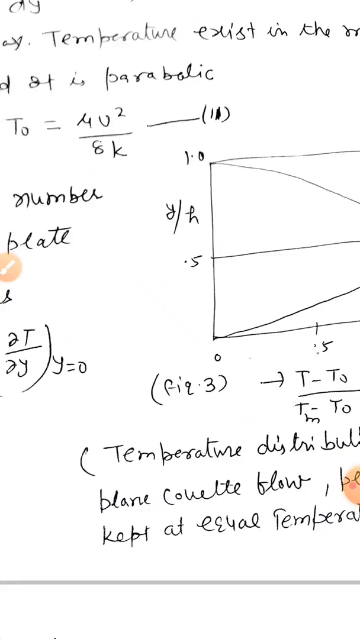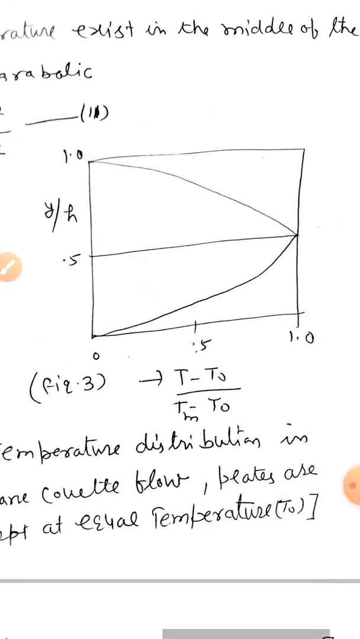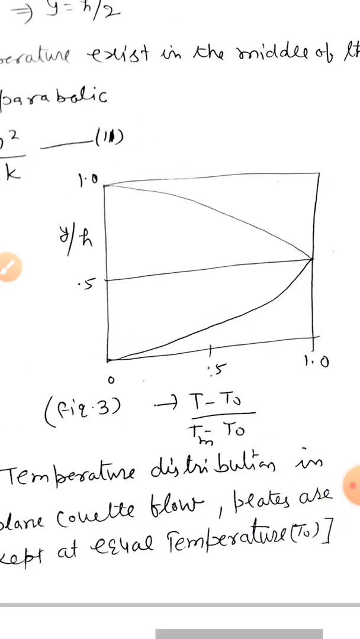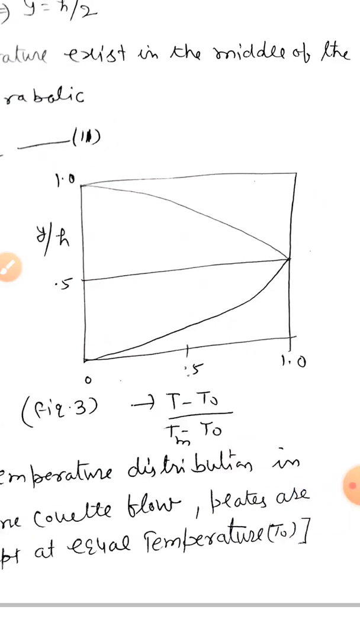So the Nusselt number at the lower plate is defined as Nu is equal to minus h upon T0 minus Tm into delta T by delta y at y is equal to 0. This is equal to 4. Figure 3 shows the temperature distribution in plane Couette flow when the plates are kept at equal temperature T0. In this diagram, it is clear that when y is equal to h by 2, the temperature is maximum and then it is decreasing.